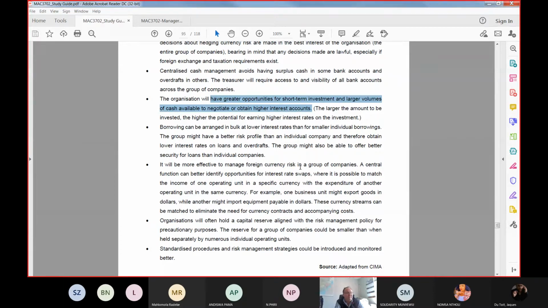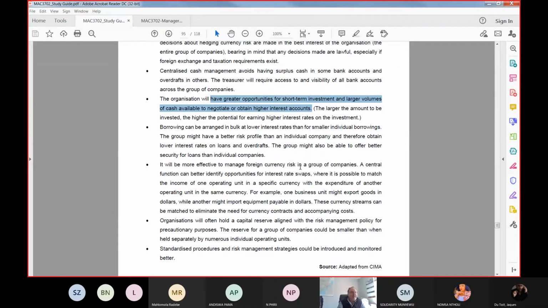Borrowing can be arranged in bulk at a lower interest rate. I can't explain that any further. This is quite straightforward. Okay. It will be more effective to manage foreign currency in a group of companies in a central function, and can better identify opportunities of interest rate swaps. Okay. We will do interest rate risks after this. And you will see what I'm talking about.